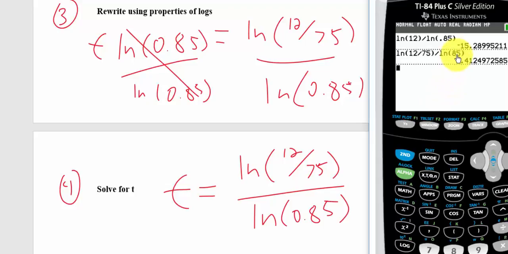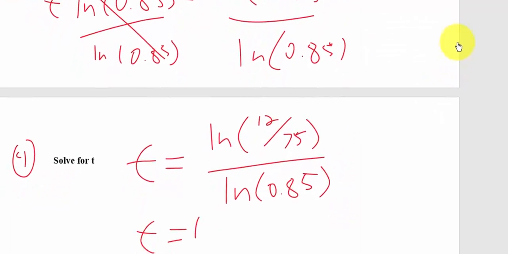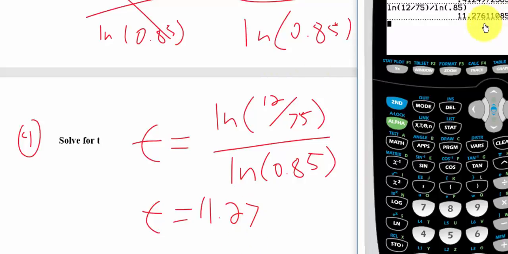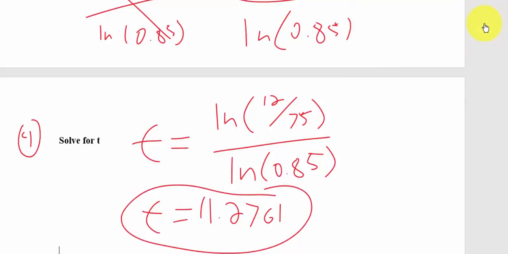Oh, I made a boo-boo. You see what happened? It should be 0.85. So if I press second enter, it brings back the last thing I did. I have to actually now put in 0.85. And my decimal still did not take. There we go. Okay, now I press enter. So my final answer is 11.276. So t equals 11.2761. Okay, so that's my final answer.